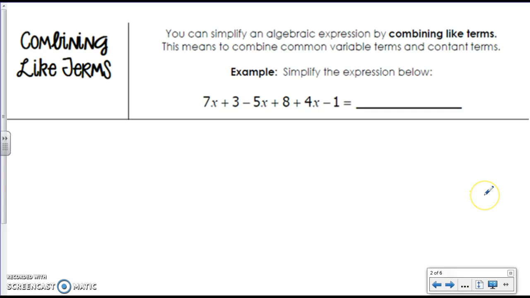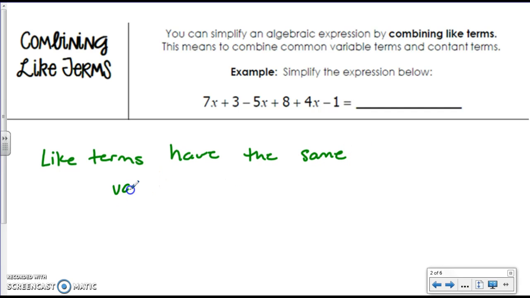So looking at this, we are going to combine like terms. Now, like terms have the same variable with the same power. So I'm going to write that down here. Like terms have the same variables with the same powers.